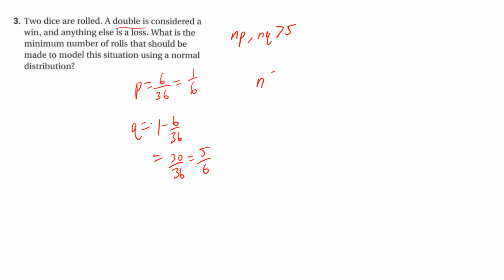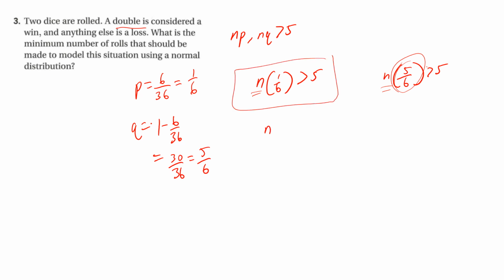So we want n times 1 over 6 to be greater than 5, and n times 5 over 6 to be greater than 5. Now, whatever number we get for n here is definitely going to make this criteria work too, right? Because here we have 5 over 6, which is a bigger number. So we just have to focus on this right here.